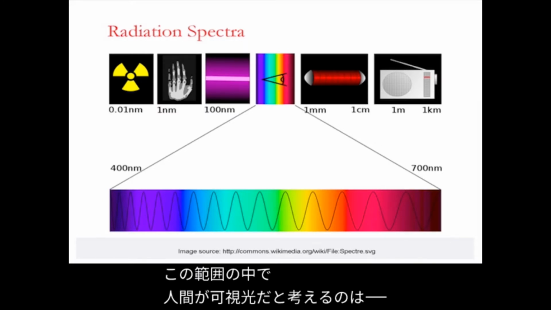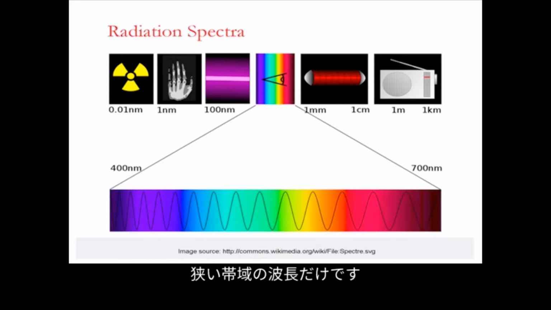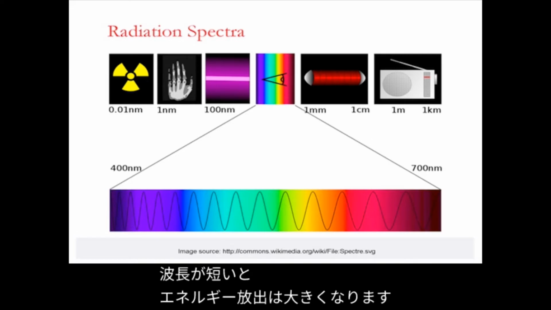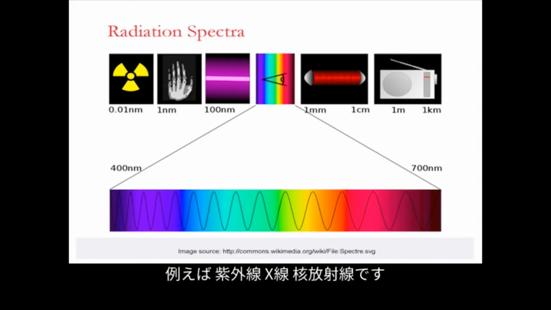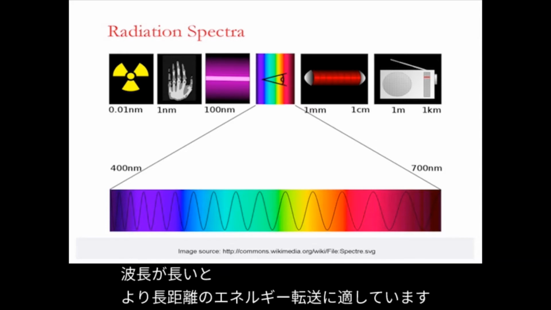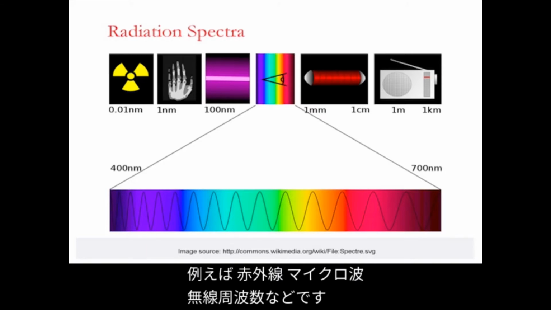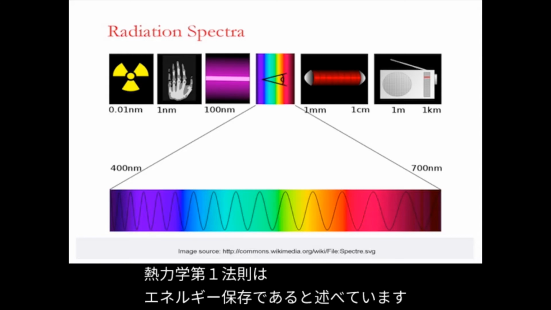It is illustrative to consider the spectral range of electromagnetic radiation. Within this range, what we human beings consider to be visible light is just a narrow band of wavelengths approximately from 400 to 700 nanometers. At shorter wavelengths, we have more energetic radiation types, such as ultraviolet, X-ray, and nuclear radiation. At longer wavelengths, we have radiation types that are more suitable for transmission over longer distances, such as infrared, microwave, and radio frequency radiations.